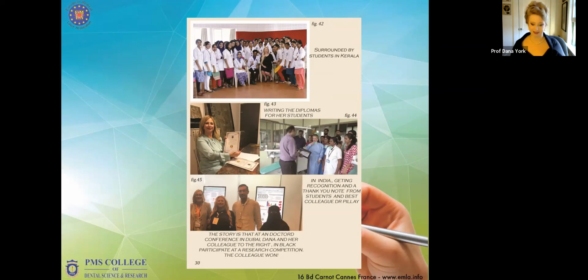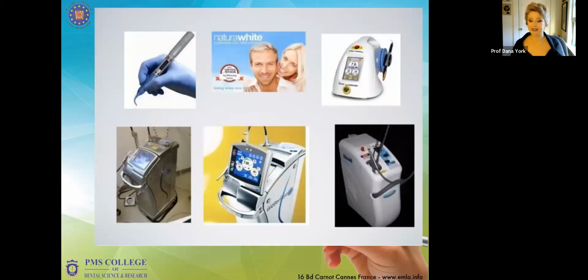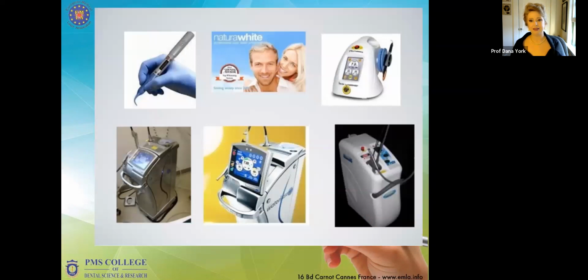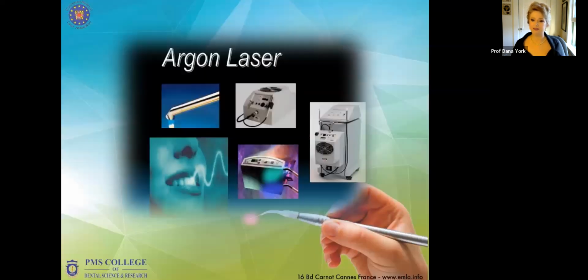So much experience. These are other lasers in the world. Lovely, wonderful devices.